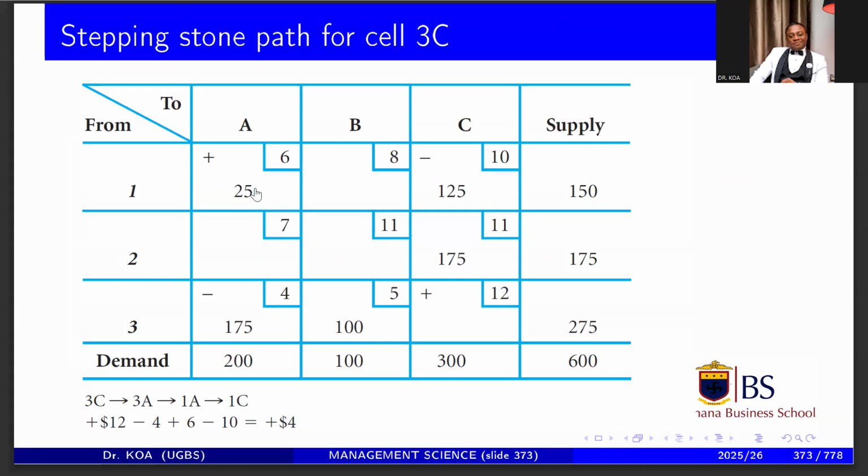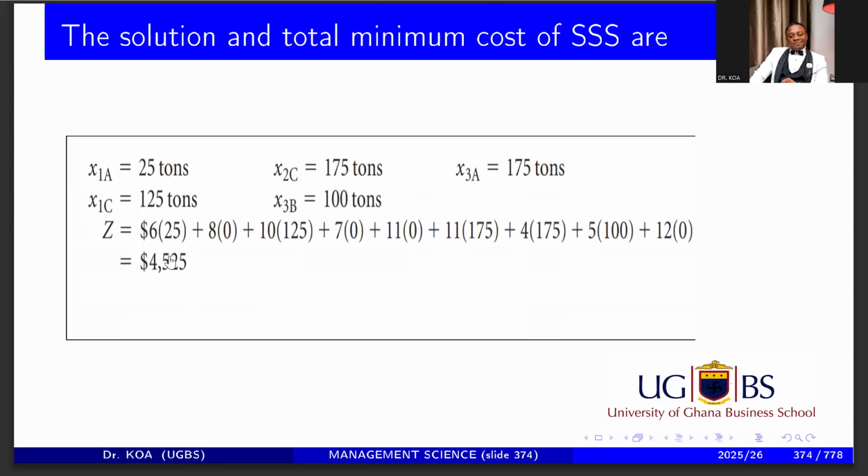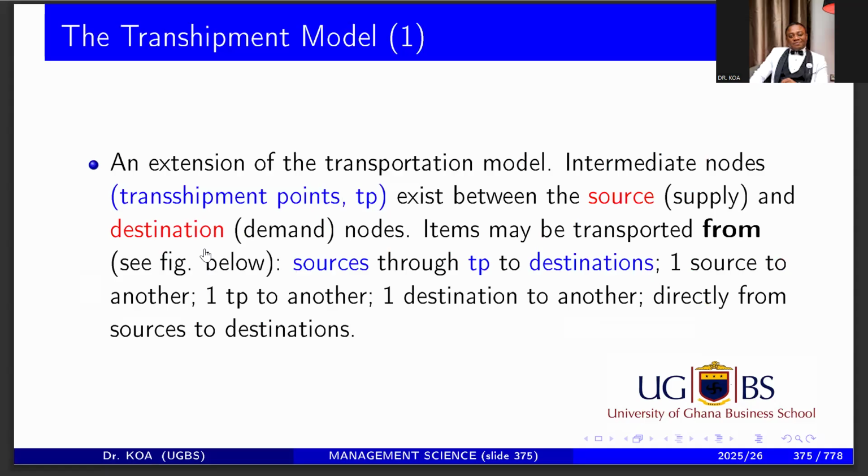Okay. It gave us 6, 25, 10, 25, 11, 75, 175, 4, 175, 500. And that gives us 4,525. And that one will be the one that will give you the cost. Of course, remember that it gives you optimal solution, but you will have multiple solutions. Well, the solutions are still optimal. And then you take the one that is the lowest. So that is what is known as the transportation model.